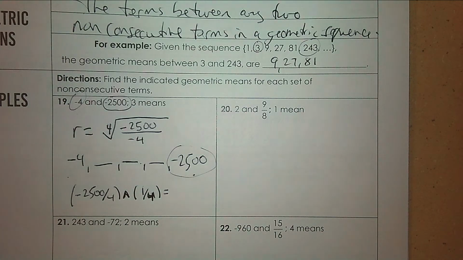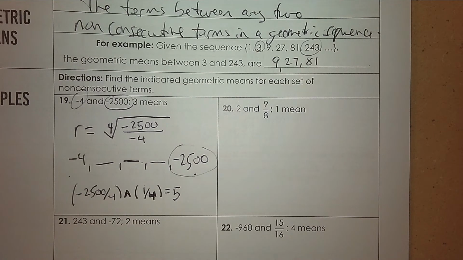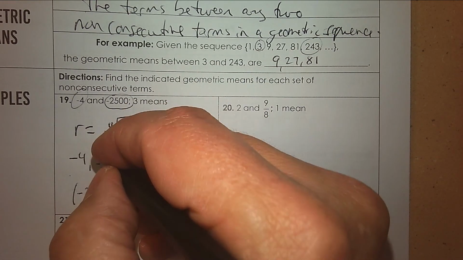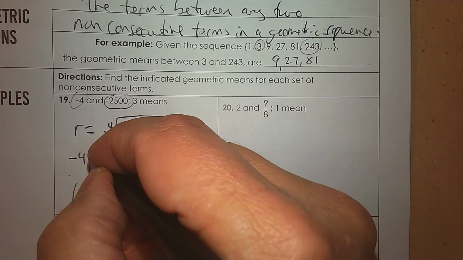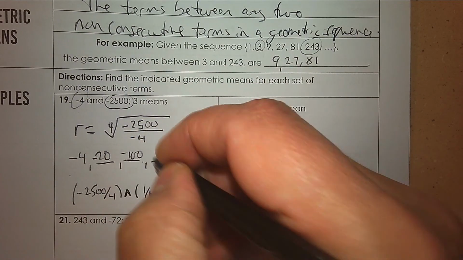So the common ratio is what number? Did you get 5? So now, how am I going to find the means? I'm going to multiply by what number? 5. So negative 4 times 5 times 5. Oh, it's going to be what answer? A negative number. Times 5 times 5.